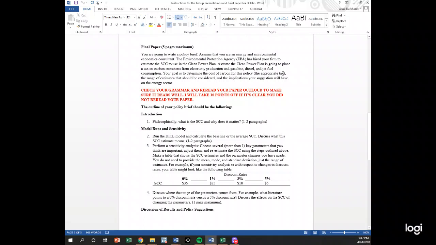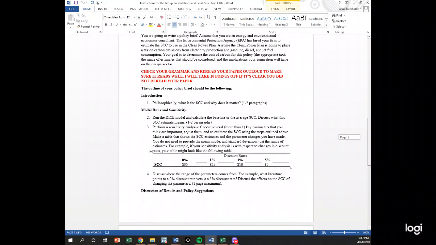Well, first you have to justify your carbon tax, and you give a range of estimates based on the parameters that you adjust. In this case, I adjusted discount rates down here, and then provide a suggestion of the optimal carbon tax and what are the implications of your carbon tax on the energy sector, as I mentioned at the beginning.